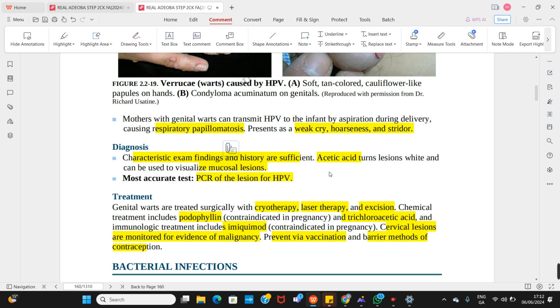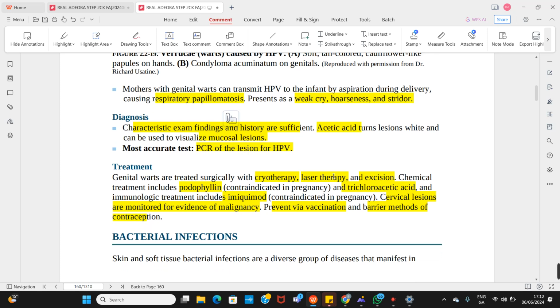podophyllin, you can apply trichloroacetic acid and imiquimod. But if the patient is pregnant, avoid imiquimod and podophyllin. So routine surveillance for cervical cancer, encourage barrier method and vaccination. So we come to the end of the viral agents.